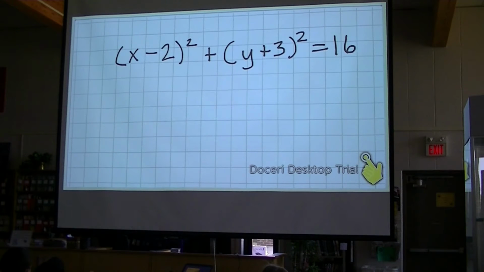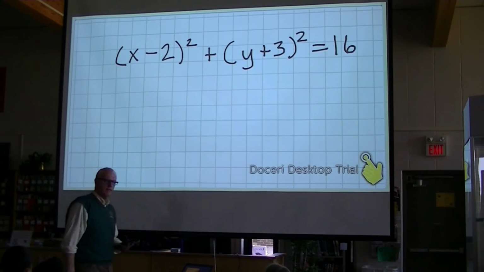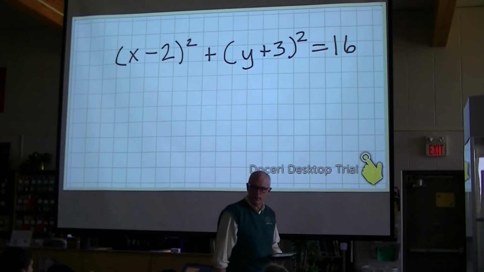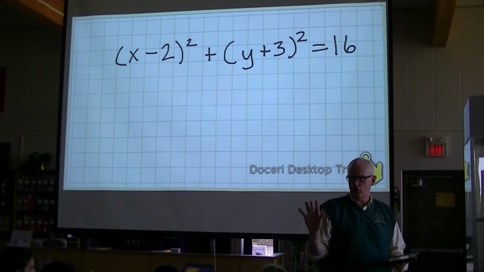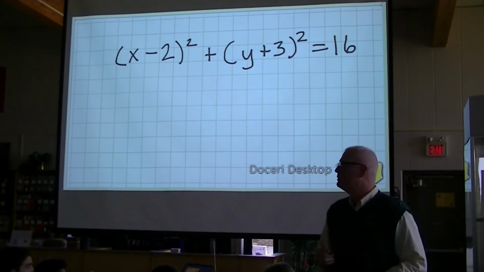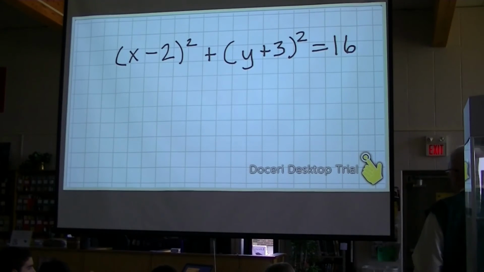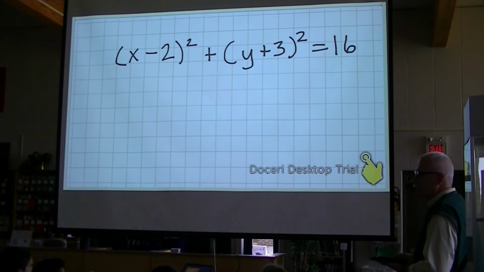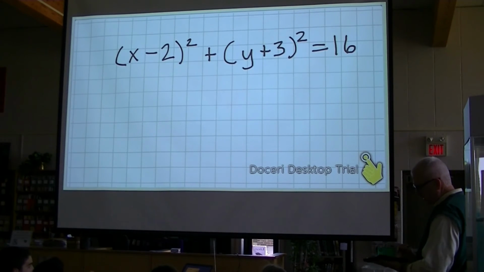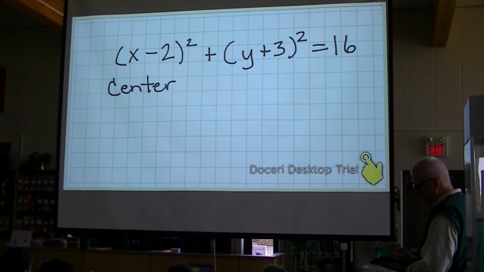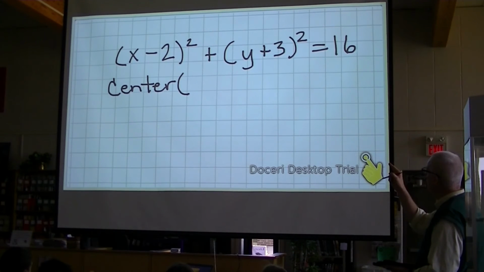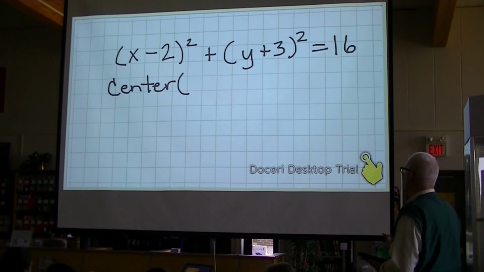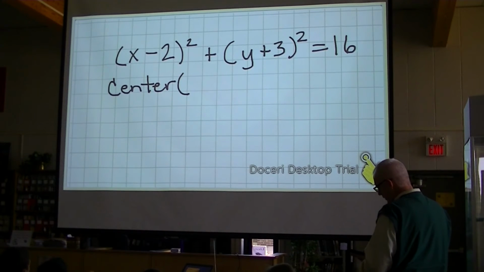If all it asked you was what kind of geometric figure this equation represented, you should all be able to get it. It's a circle. Now, more likely what they're going to ask you is, what's the center, what's the radius? The center of this circle would be what? It would be 2, -3. So the center you find by looking at what's in the parentheses, and it's the opposite of the signs in the parentheses.